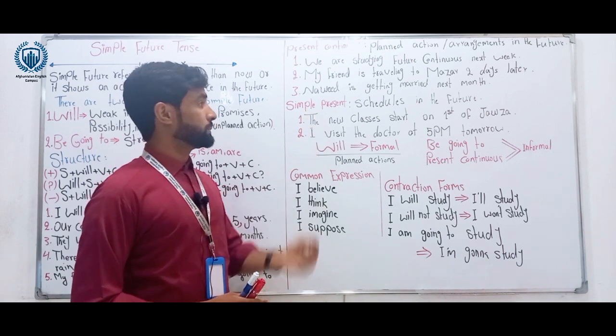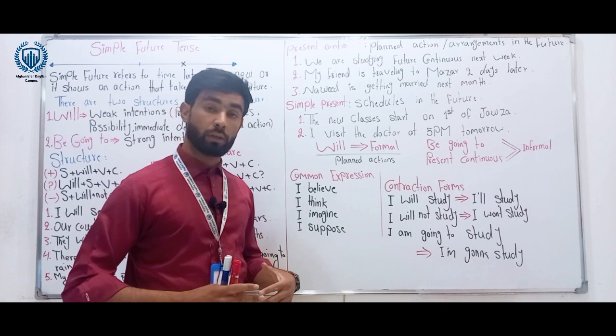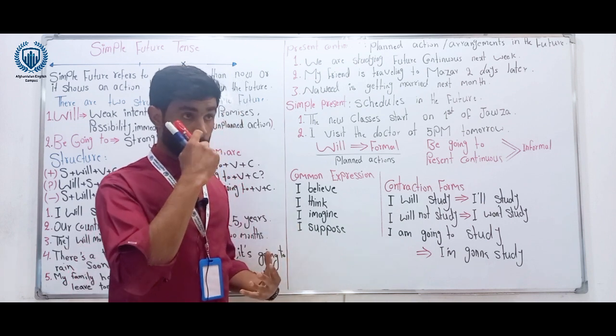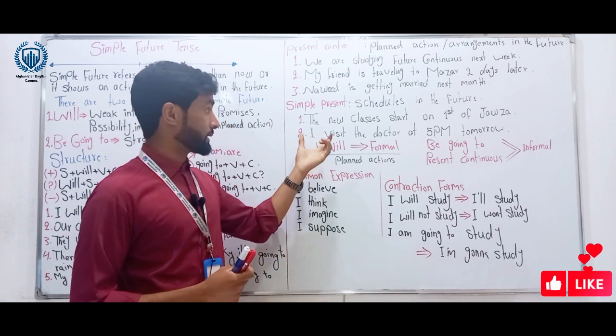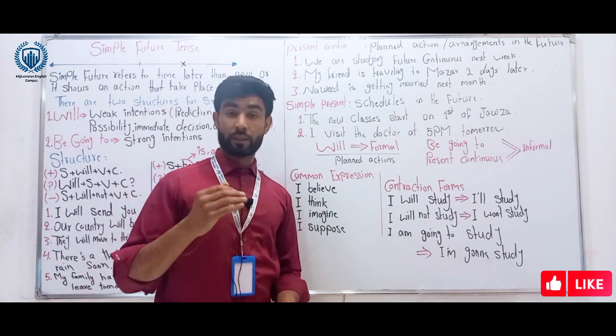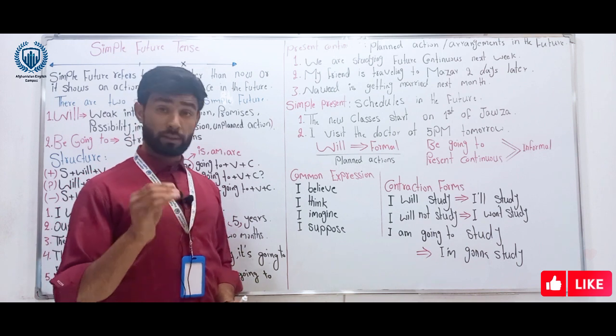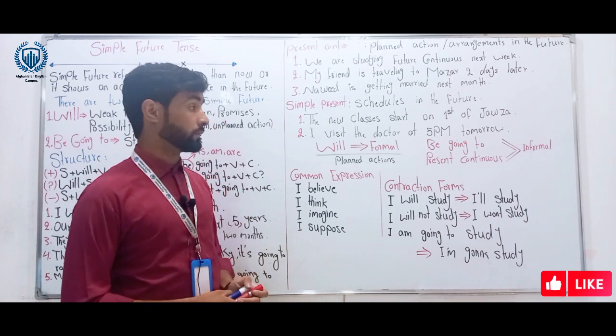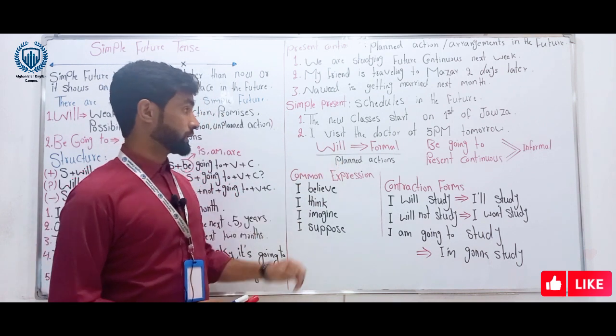The next one is about simple present to show a future action. And what kind of future action does it show? The simple present shows schedules in the future. When we schedule something, we use simple present for that kind of action in the future, such as the 2 examples I have written here.